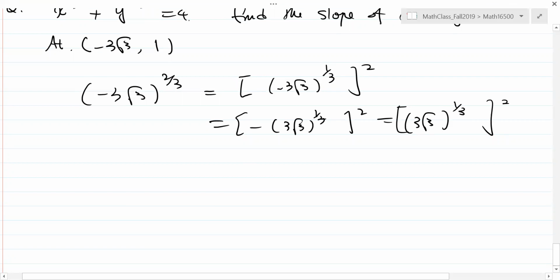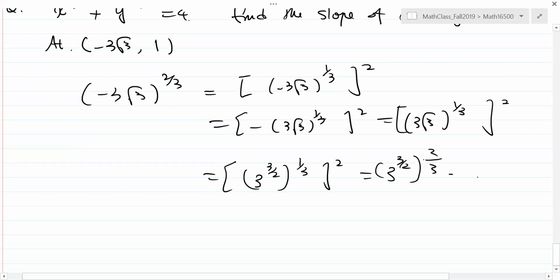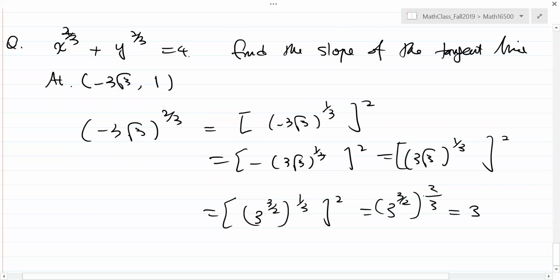All right, 3 times square root 3 is going to be 3 to the 3 over 2. Okay, so when you multiply this out, it just equals 3. All right, then 3 plus 1 is going to be 4. Indeed, this is a point on the graph.